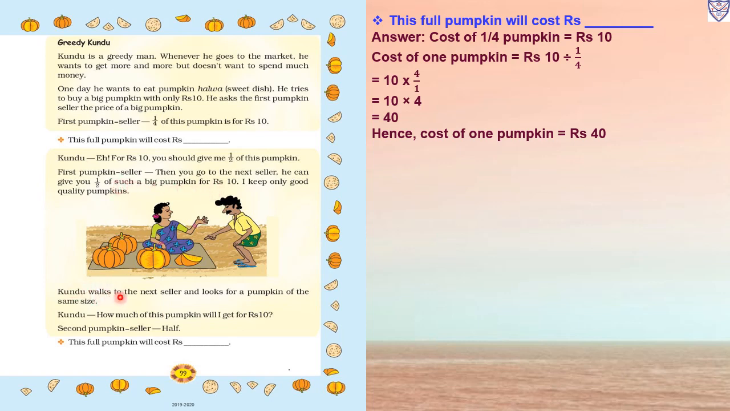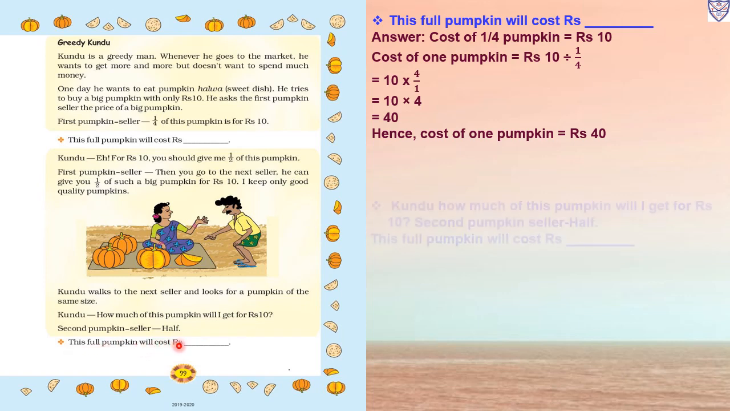Now Kundu walks to the next seller and looks for a pumpkin of the same size. Kundu asks, how much of this pumpkin will I get for rupees 10? Now he is asking the second seller. The second pumpkin seller said half. Yeah, half we will get for rupees 10. So this full pumpkin will cost rupees.